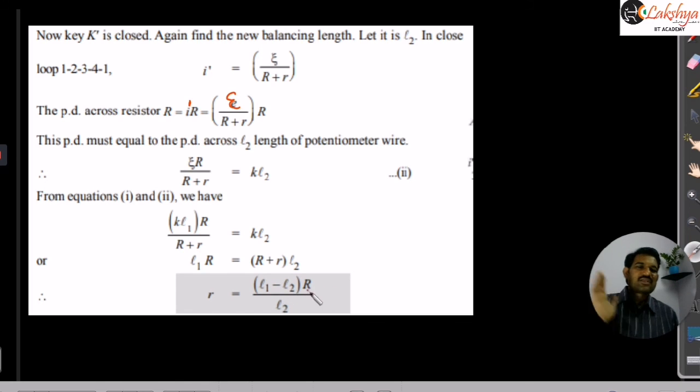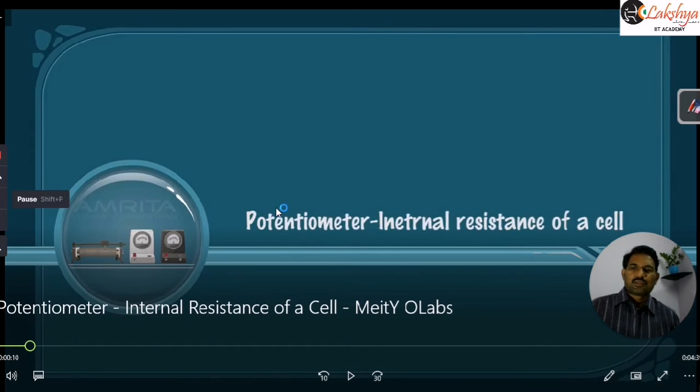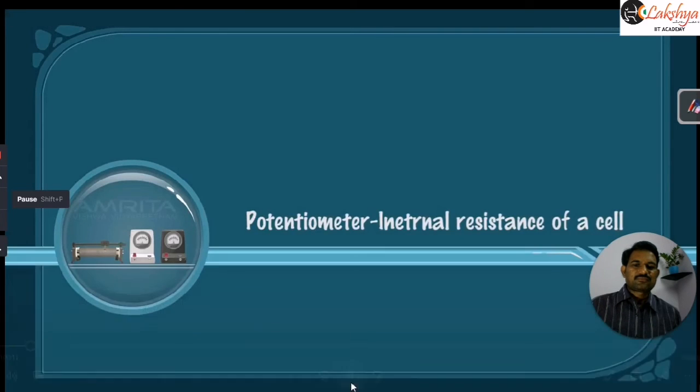We mentioned already the EMFs and internal resistance, so it depends only on those parameters, right. So it is the internal resistance of the cell. Now I will show an experimental procedure for how to find this internal resistance. So now let us see the experimental procedure for determining the internal resistance of the cell.